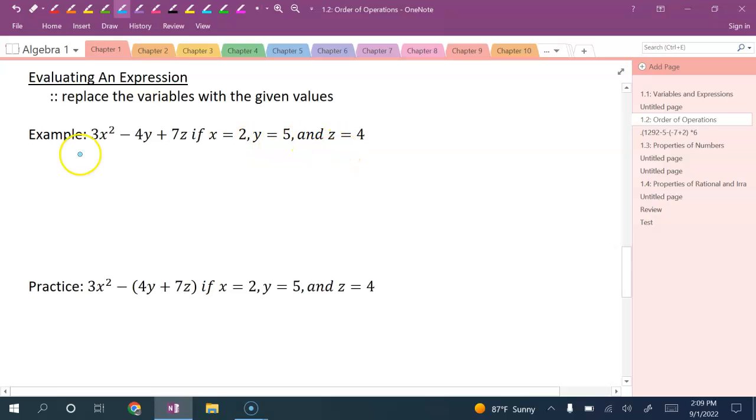z value. So I have 3, and then in for x, I'm going to put 2, so that's 2 squared, minus 4, in for y, I'm going to put 5, and in for z, I'm going to put 4. So plug in the values first. Now follow your order of operations. So I have an exponent here, so 3 times 4 now, and then I'm going to bring everything else down.